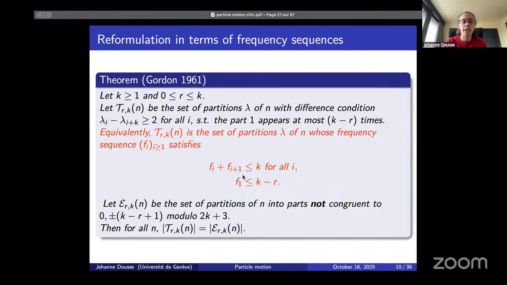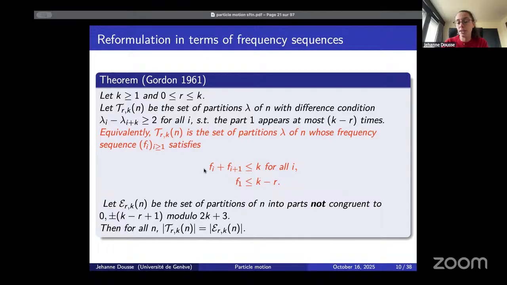So actually, the fact that you have a difference at least 2 at distance k is the same as saying that for all i, the sum of the frequencies of i and i plus 1 is at most k. So to just get an idea, if we take k equals 1, like in Rogers-Ramanujan, we had that the difference between consecutive parts needed to be at least 2, or here we would get that the frequency of i plus the frequency of i plus 1 is at most 1.